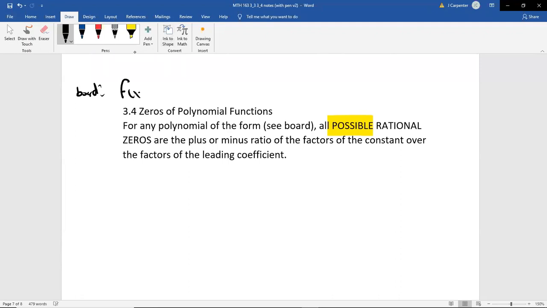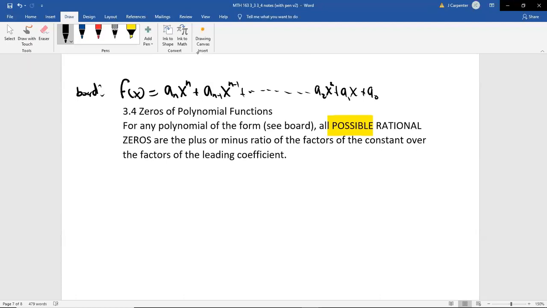That would be f of x is equal to, and how do I want to write these letters? Do I want to use those subnotations? Yes, I do. So a sub n, x to the n. You've seen this before. Plus a sub n minus 1 times x to the n minus 1 plus yada, yada, yada. A sub 2 x squared plus a sub 1 x to the first plus a sub 0.